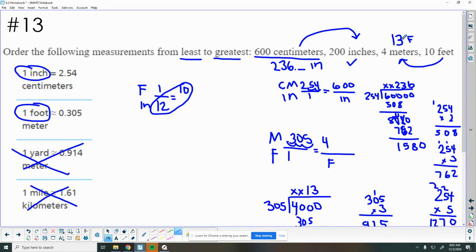Then we have 13 feet, so we can set up our same problem. So feet and inches: 1 foot is 12 inches. We have 13. How many inches is this? And then you should be able to put these in order from least to greatest.